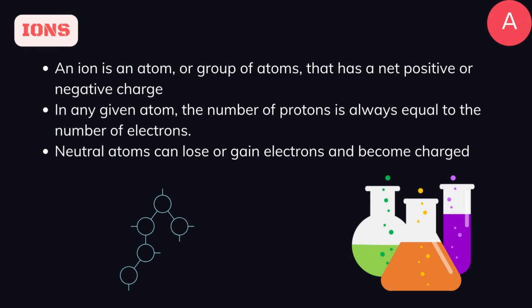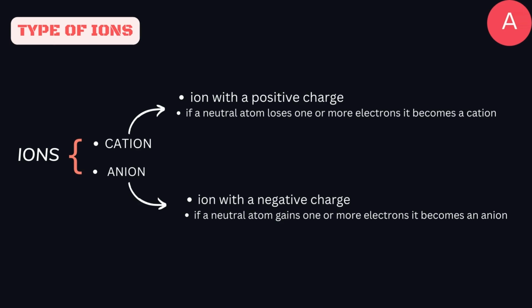Last is ions. An ion is an atom or group of atoms that has a net positive or negative charge. In any given atom, the number of protons is always equal to the number of electrons. Neutral atoms can lose or gain electrons and become charged. There are two types of ions.